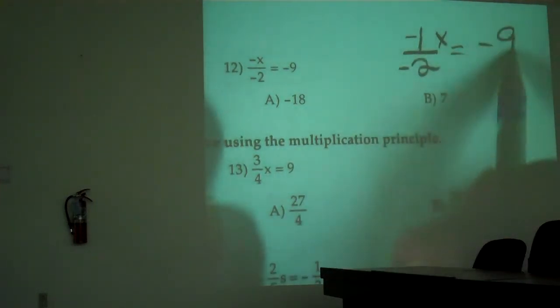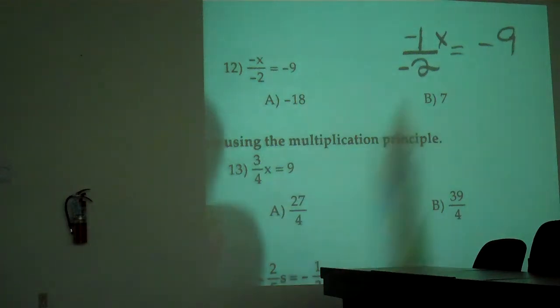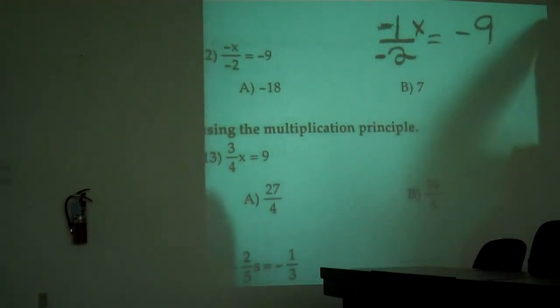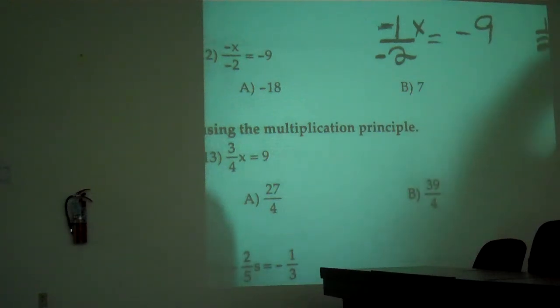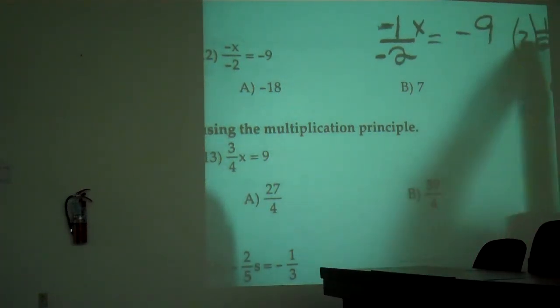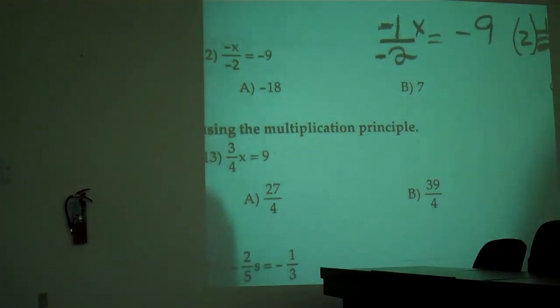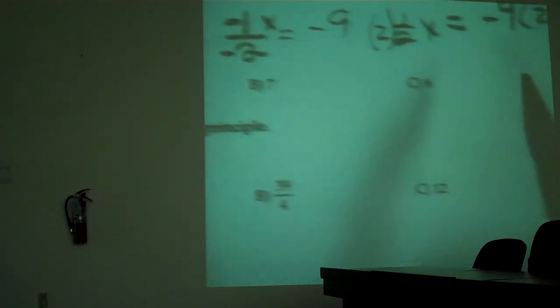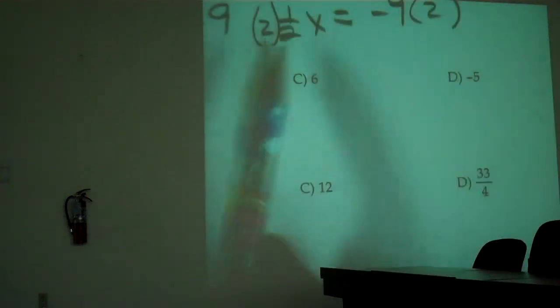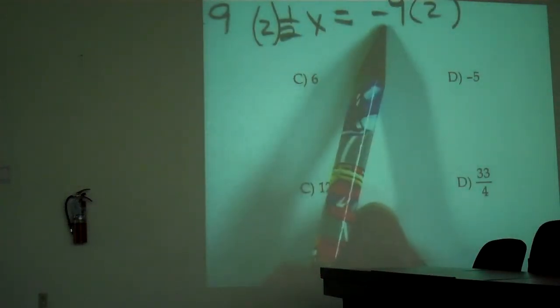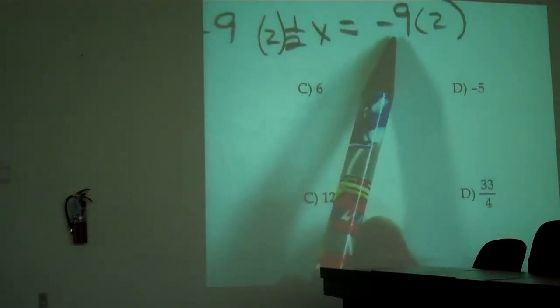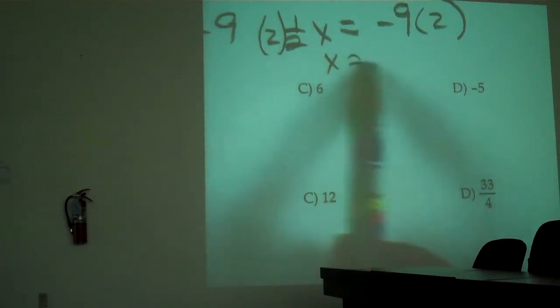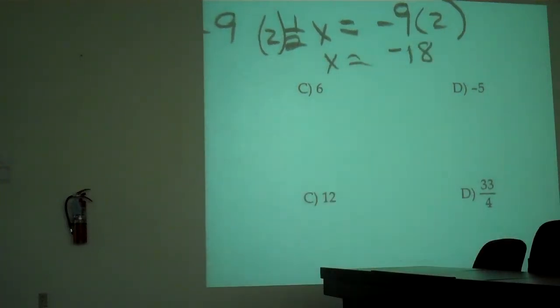So you could look at it like this problem and say the 2 negatives are positive, so it must be 1/2 x equals negative 9. Now you could multiply by 2. That's one way to do it, okay? Look at it as 1/2 x equals negative 9. So x equals negative 18.